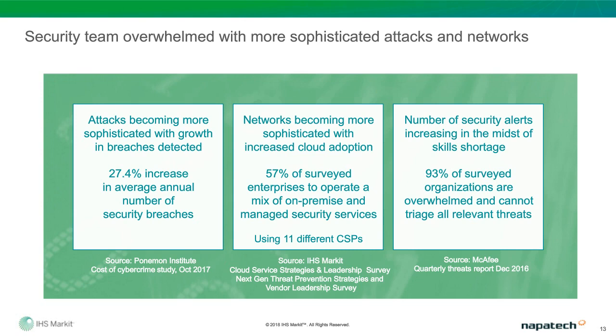But one of the concerns in the security area right now is that the security teams themselves are actually overwhelmed. This is just some data from different sources that I'm presenting to you, showing that security teams are seeing more sophisticated attacks and more of them. Actually, a 27.4% increase was noted in 2017 on an annual basis. But the networks themselves are also getting more sophisticated, as noted here, where you can see that 57% of the enterprises surveyed by IHS Markit were using a mix of on-premise and managed security services, with up to 11 different cloud service providers.